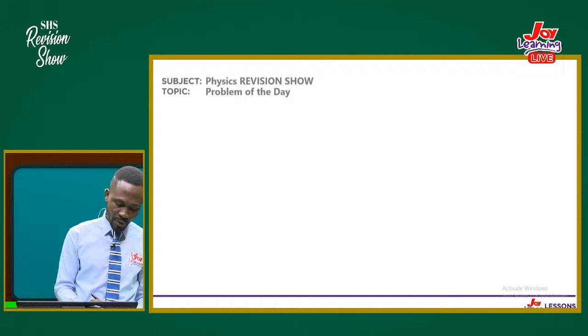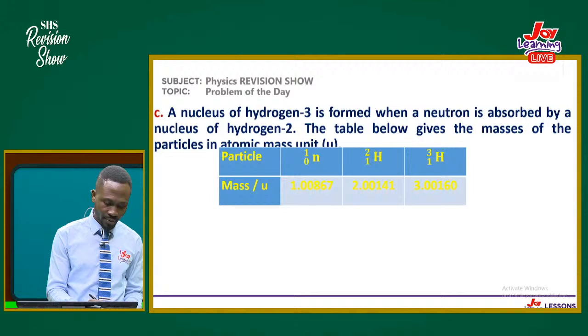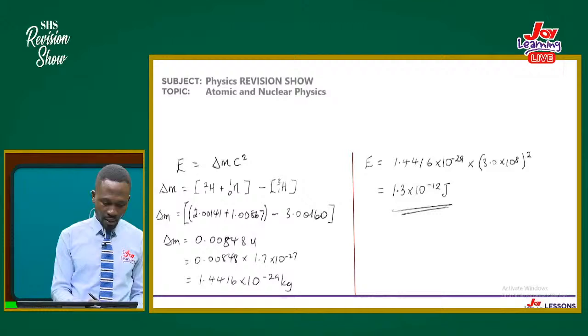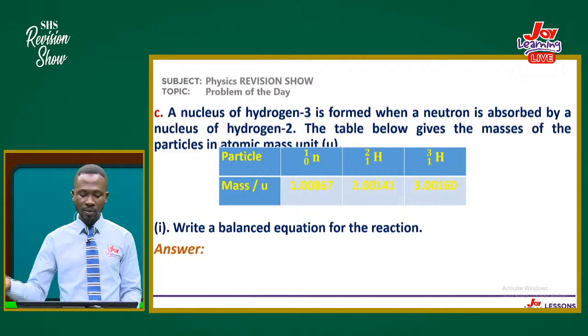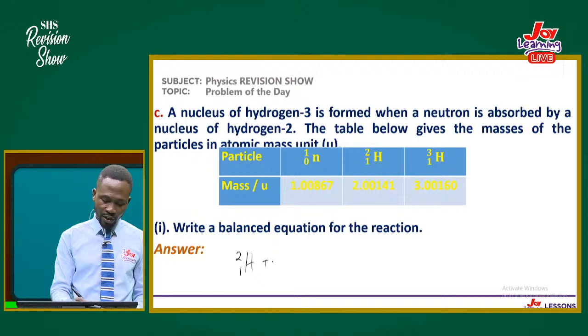And we've given this as our next question, and we're asked to write an equation. So we're given this table, right? And then we're asked to write a balanced equation for the reaction. And Joseph gave us that balanced equation. It says a nucleus of hydrogen 3 is formed when, so that's the product, a neutron is absorbed by a nucleus of hydrogen 2. So he gave us hydrogen 2, which is 2H1, plus he gave us that of a neutron, 1, 0. So this neutron is absorbed by this hydrogen, and it's giving us hydrogen 3.